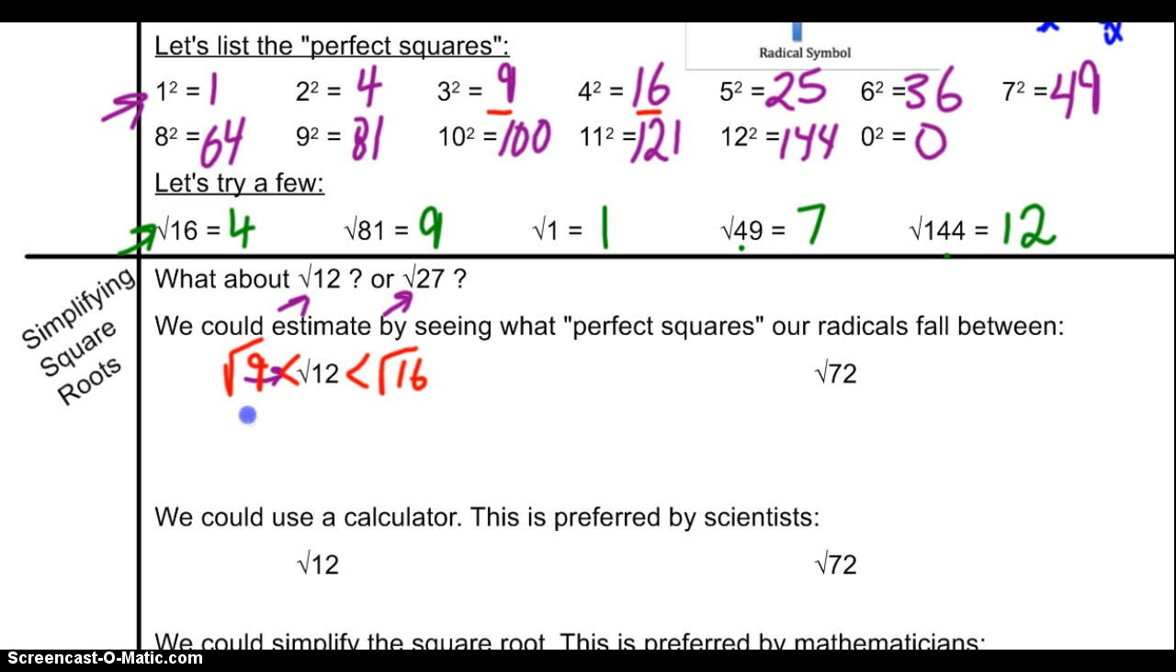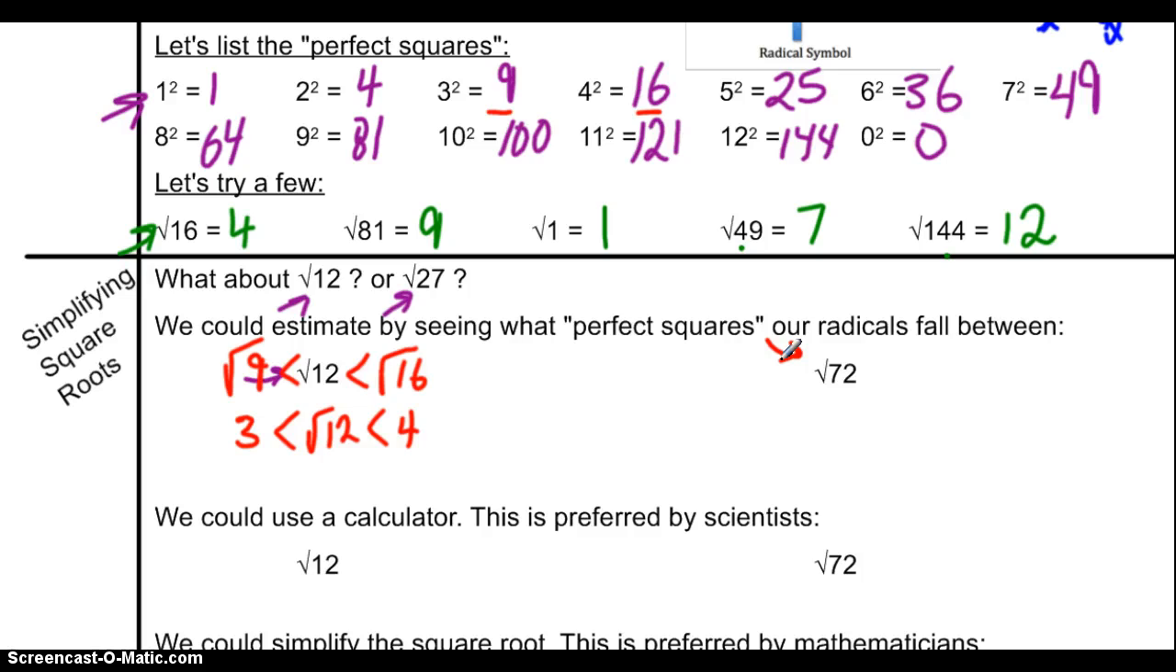Well, the square root of 9 is 3. The square root of 16 is 4. So that means that the square root of 12, or radical 12, must be somewhere between 3 and 4. Could be 3.5, could be 3.6, 3.1, could be a whole bunch of decimals. We don't know, but we do know it's somewhere between 3 and 4.